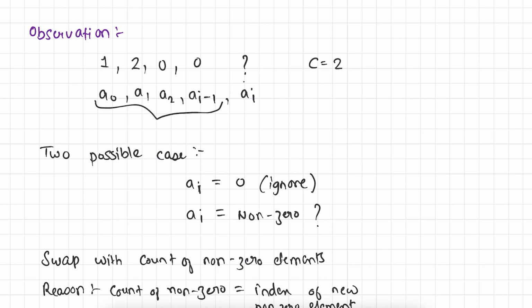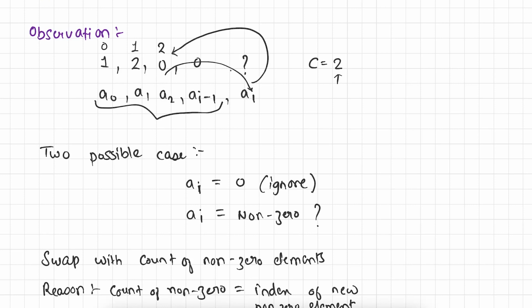Clear? Now if we again get a non-zero element, then what do we have to do? We have to swap this non-zero element with the count of non-zero elements. So we are using this 2 as an index for the new non-zero element. And where is the 2 index? This is the 0th index, this is the 1 index, and this is the second index. So we are simply going to move this element to the second index and move this 0 to this position. Simple. So this is how we are moving all the non-zero elements to the beginning and moving zeros to the end.